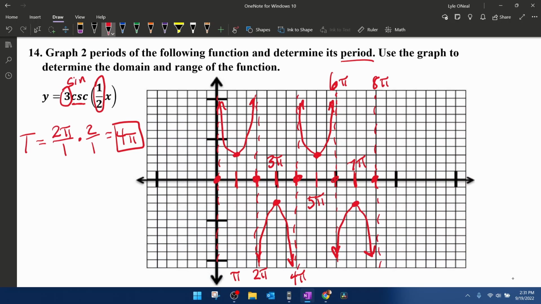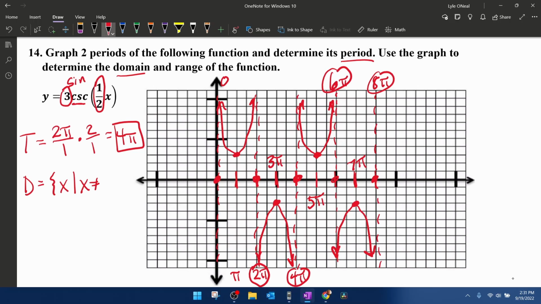Now, what do we need? We need the domain. Remember that everywhere there's an asymptote, that is a value that x can't be. So in order to write that correctly using set notation, we're going to say the domain is the set of all x's such that x cannot be. And where are our asymptotes? Well, we have an asymptote at 0, and then at 2 pi, 4 pi, 6 pi, 8. It looks like even multiples of pi.